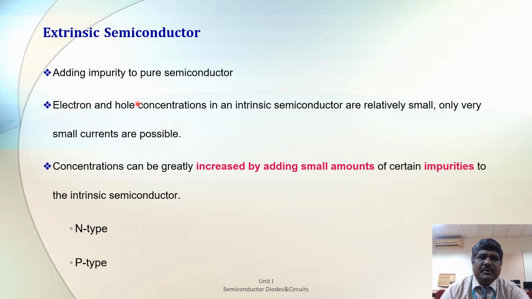By adding the impurity, that will be the balancing. We know densities are equal, but here the density is not equal because we are adding one hole or one electron additionally, according to that in p-type and n-type semiconductor. So the concentration can be greatly increased by adding a small amount of certain impurities to intrinsic. If it is adding a density of n, that is n-type. If you are adding the density of positive, that is holes, that will be the p-type.